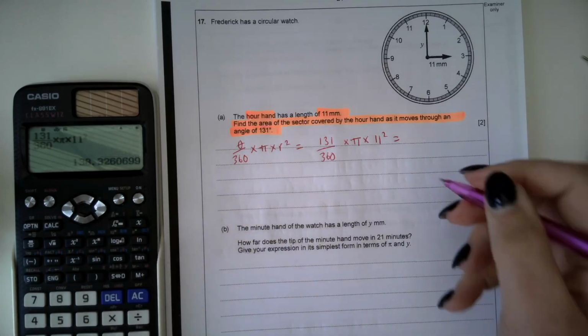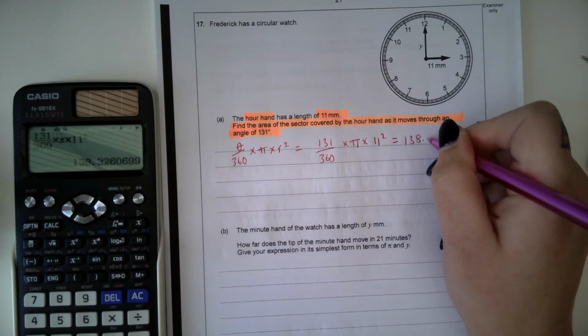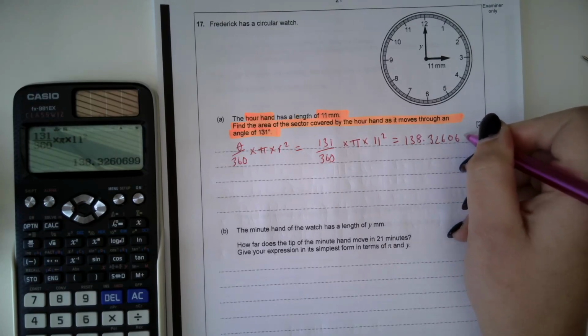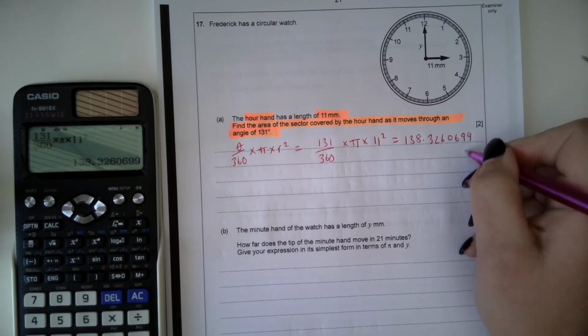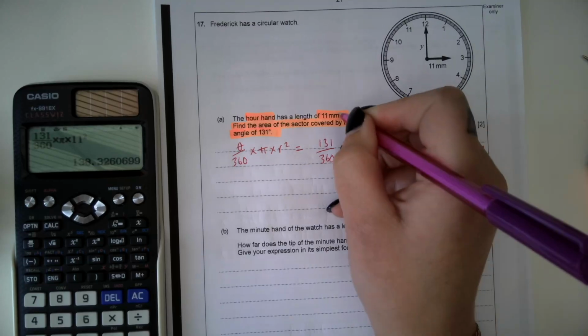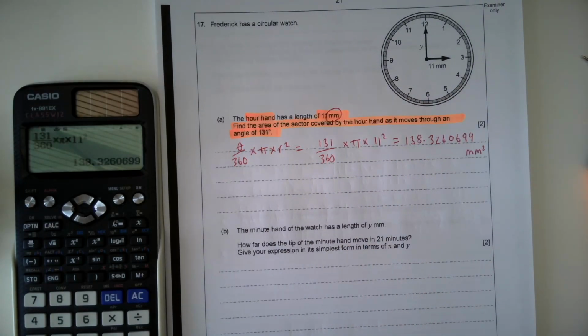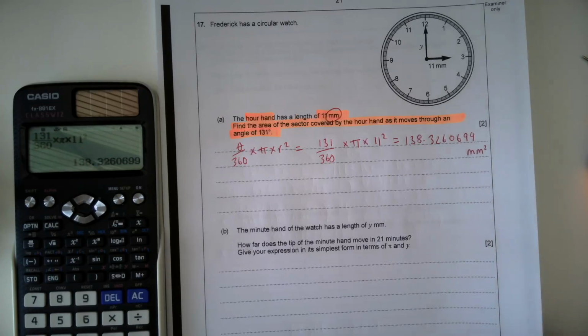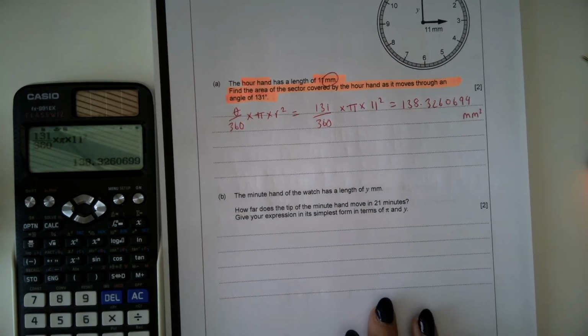So 138.3260699 millimetres squared, because we're working in millimetres. Okay, it doesn't tell me to round it, so I'm not going to.